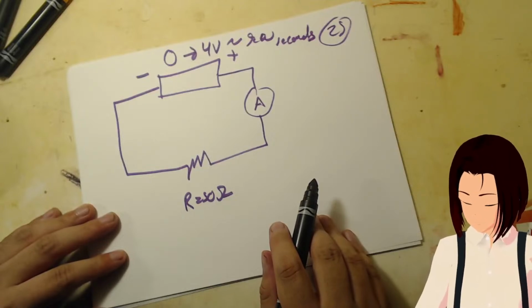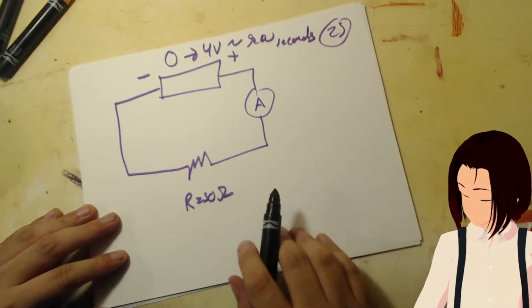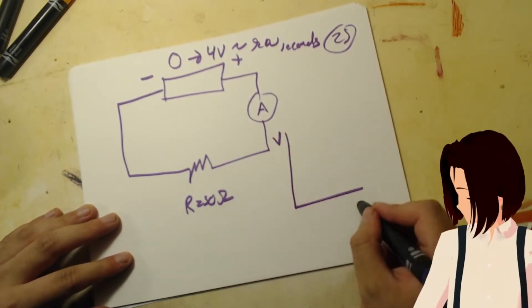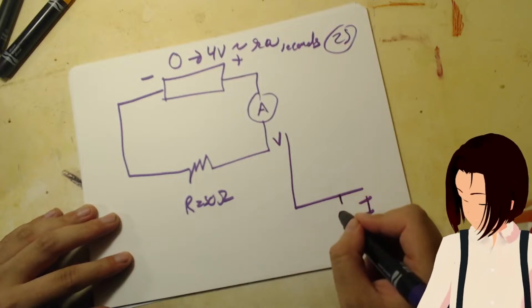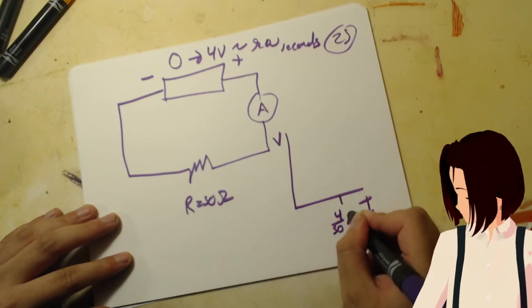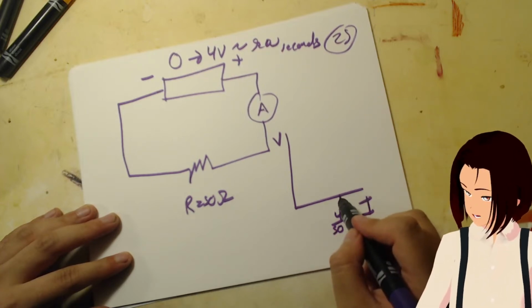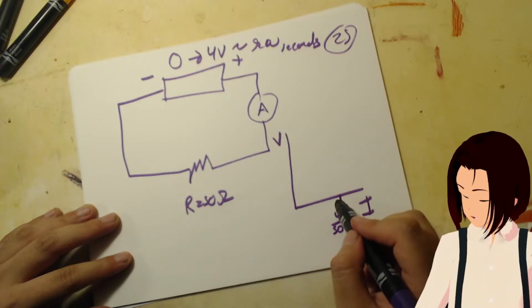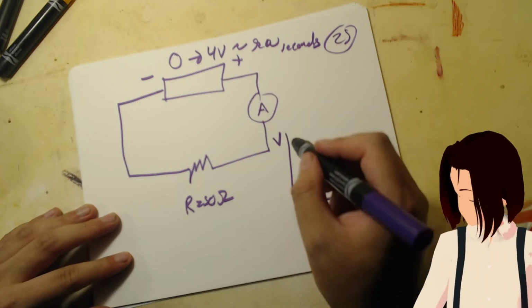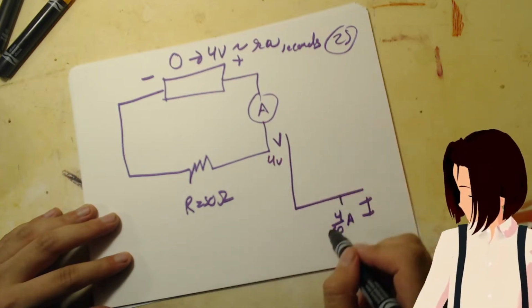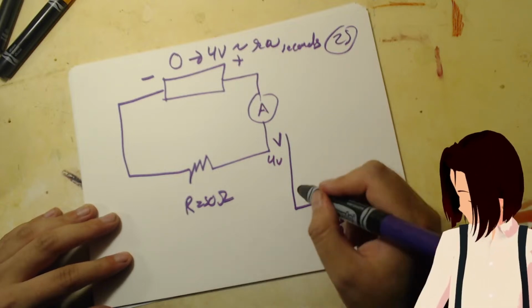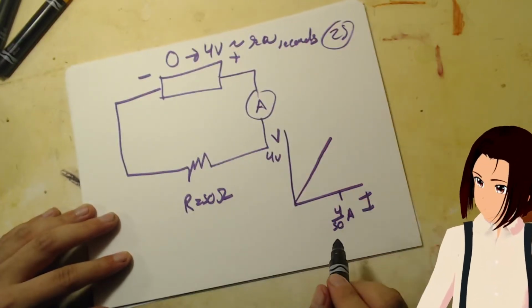So, what does it look like? What does the current meter look like? If we plot it, we have V and we have I, and 4 over 50. That's 4 over 50, when eventually the current reaches 4 volts, which comes from Ohm's law, and it'll be a straight line because it's linear.